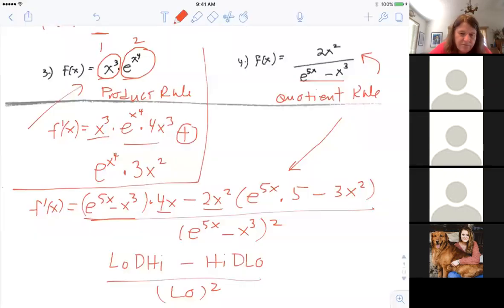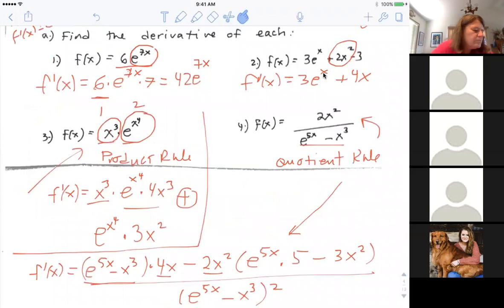When you share your screen, I have a question. Okay. Yes, ma'am. So on number 3, you got e to the x to the 4th times 3x squared. Now, how did you get the 3x squared again? It's okay. Product rule. Haley says product rule says first times the derivative of the second plus the second times the derivative of the first. Oh, okay. You okay with that?